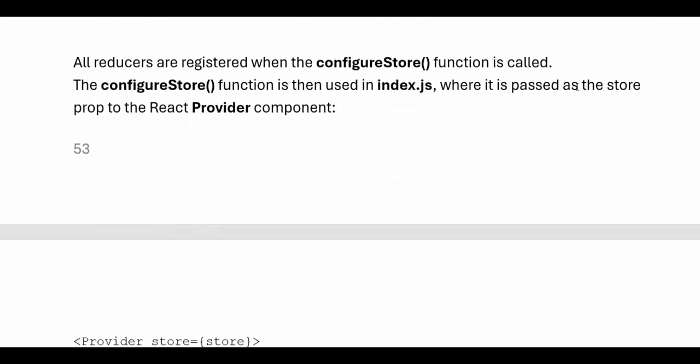All reducers are registered when the configureStore function is called. The configureStore function is then used in index.js, where it is passed as the store prop to the React Provider component.